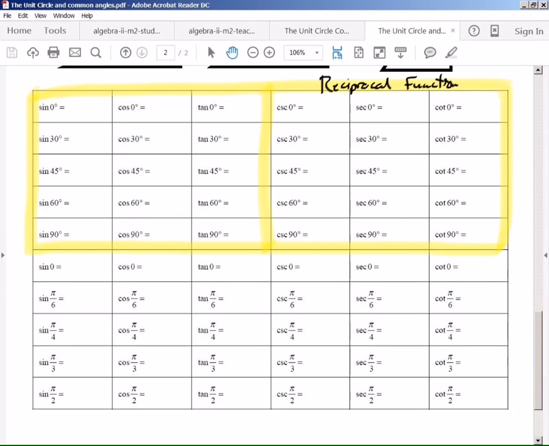Okay, so here's our chart. Let's say we have a cosine of 60 degrees. That's this guy right here. Do you guys know what cosine of 60 degrees is? Yeah, that's 1/2. All right, so what would secant of 60 degrees be? Remember, secant is the reciprocal of cosine. So that would be 2 over 1, which is just 2.